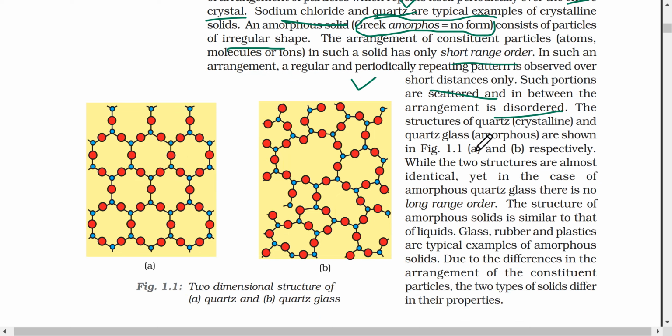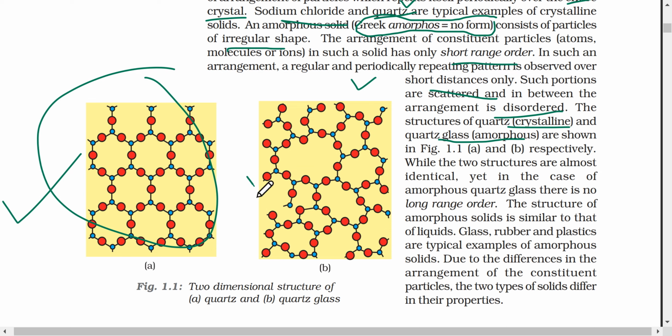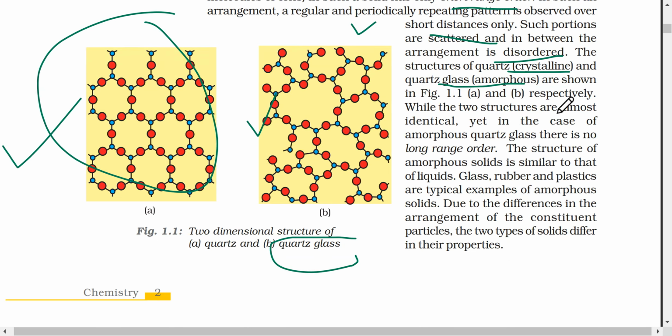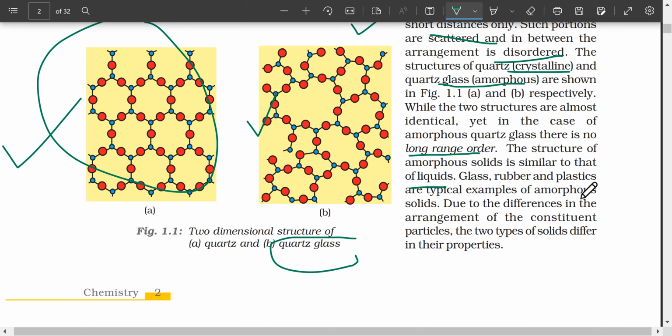The structures of quartz crystalline and quartz glass, quartz glass is amorphous, are shown. You can see this is quartz, really ordered. This is something like quartz glass, and they say that it is amorphous. Even from a distance we can tell the molecular arrangement; though there might be repetitions, they're short order. While the two structures are almost identical, yet in the case of amorphous quartz glass, there's no long range order. The structure of amorphous solids is similar to that of liquids. Glass, rubber, plastics are typical examples of amorphous solids. You need to remember the examples.